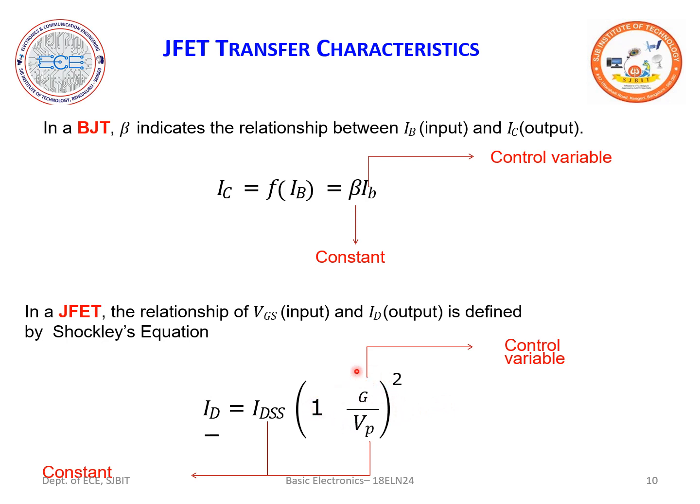And similarly, VGS is going to vary with whatever the condition, and VP we also call the VGS off condition. If it is an N-channel JFET, then this becomes a negative voltage. If it is a P-channel JFET, then this becomes positive, right? So in a JFET, the relationship of VGS input and ID output is defined by the Shockley equation, and it is given by this.